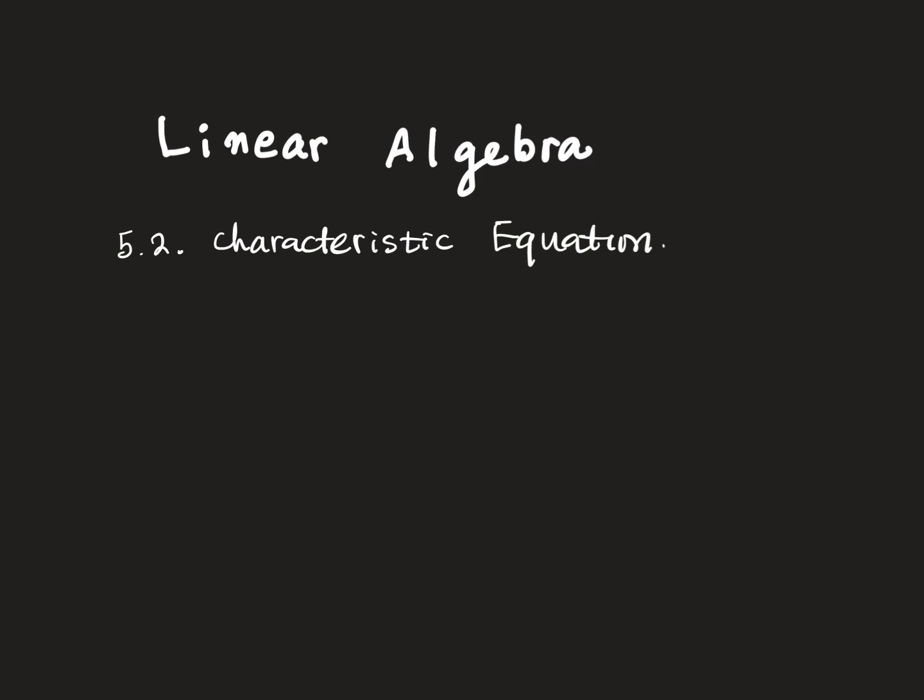This is linear algebra 5.2, characteristic equation. In the previous video, we studied what an eigenvalue and an eigenvector are. In this section, we will find the eigenvalue when you are given the matrix. So let's start with what the characteristic equation is, guys.